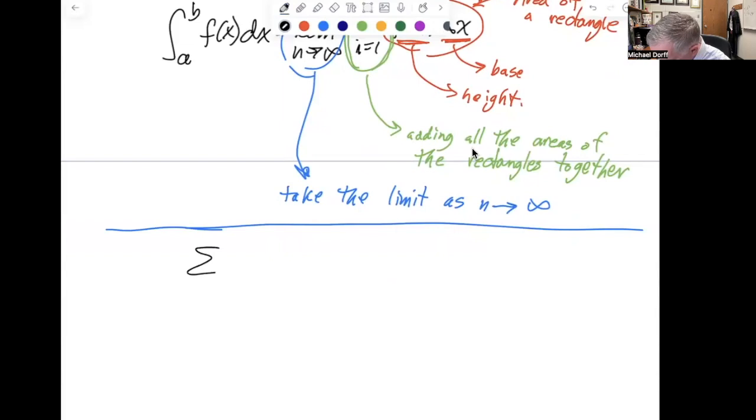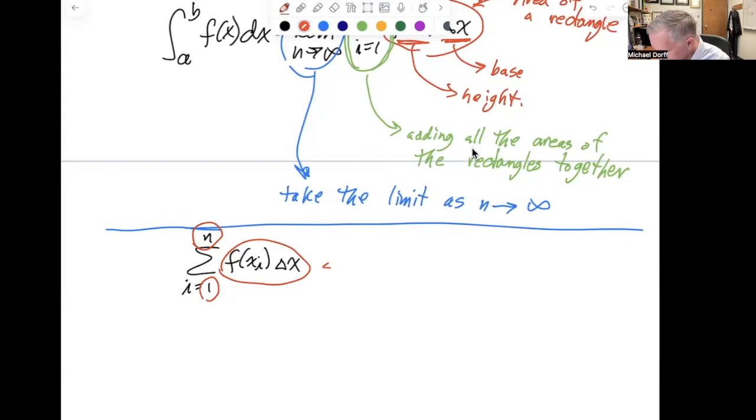This part here, the summation i equals 1 to n of f of x sub i delta x, that is adding up all the rectangles together. We have n rectangles because we're going from 1 to n, and each f of x sub i times delta x is the area of one of the rectangles. The summation in front means I'm adding all those areas together, so I have the area of n rectangles.